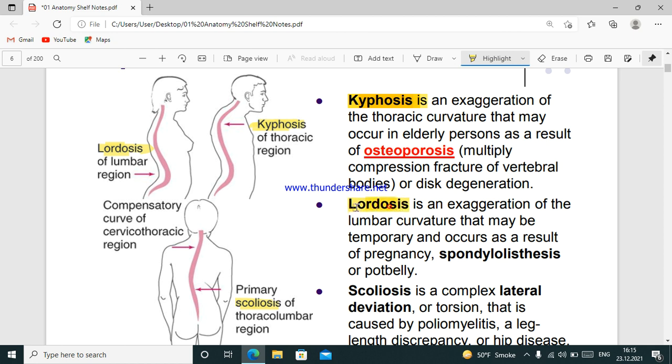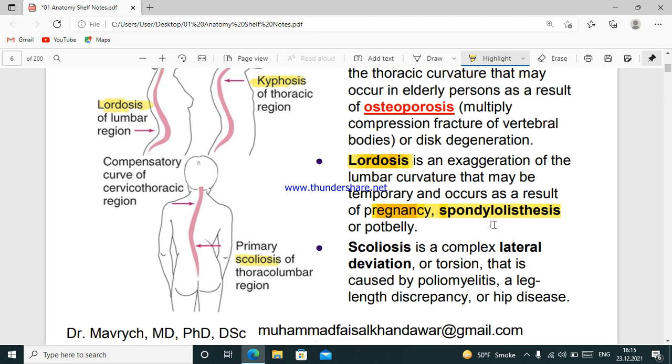And lordosis. What about lordosis? Lordosis is an exaggeration of the lumbar curvature that may occur temporarily as a result of pregnancy, spondylolisthesis, or a pot belly. Basically, if there is pregnancy, lordosis may occur, in which there is curvature in the lumbar region which is a little bit forward, anteriorly. That is lordosis.